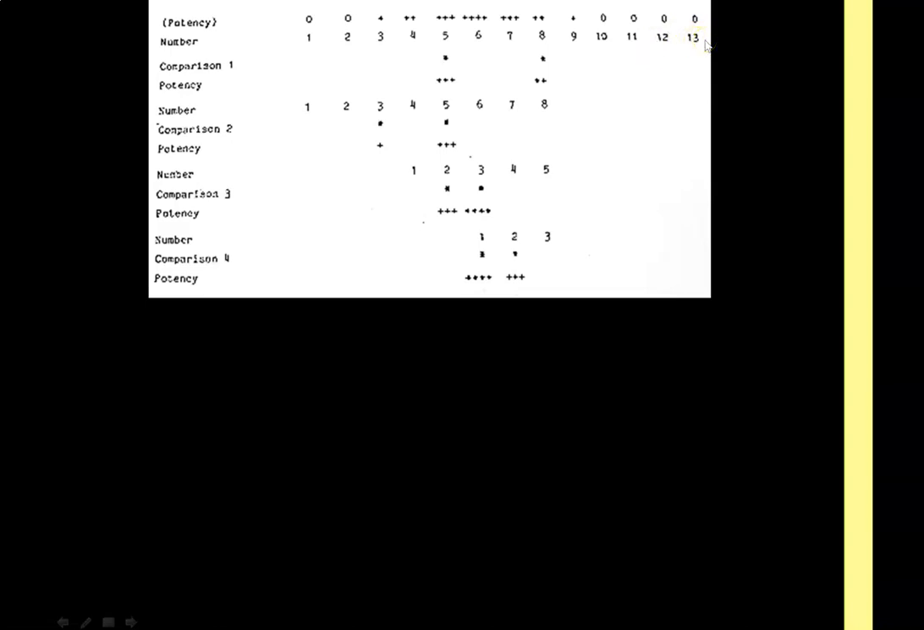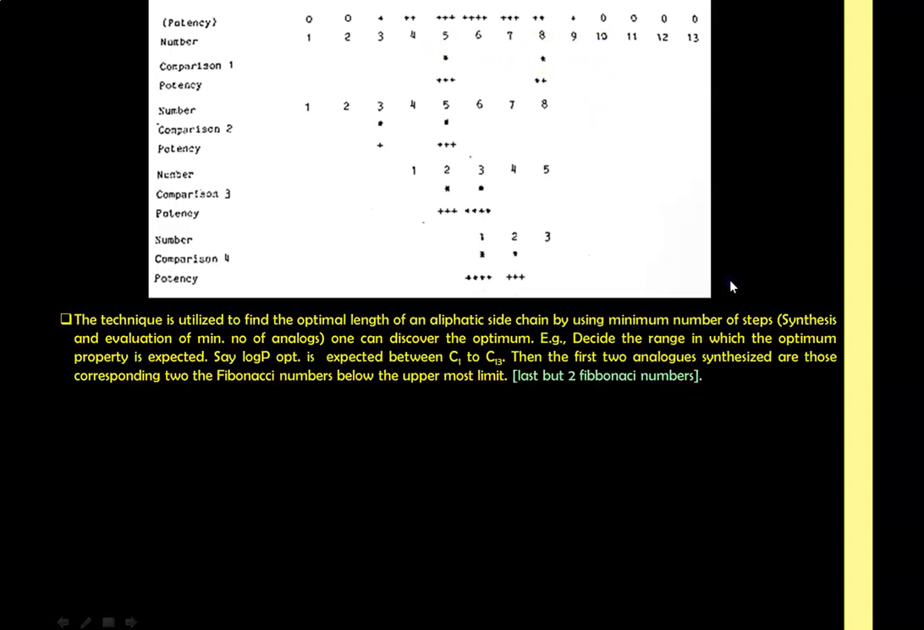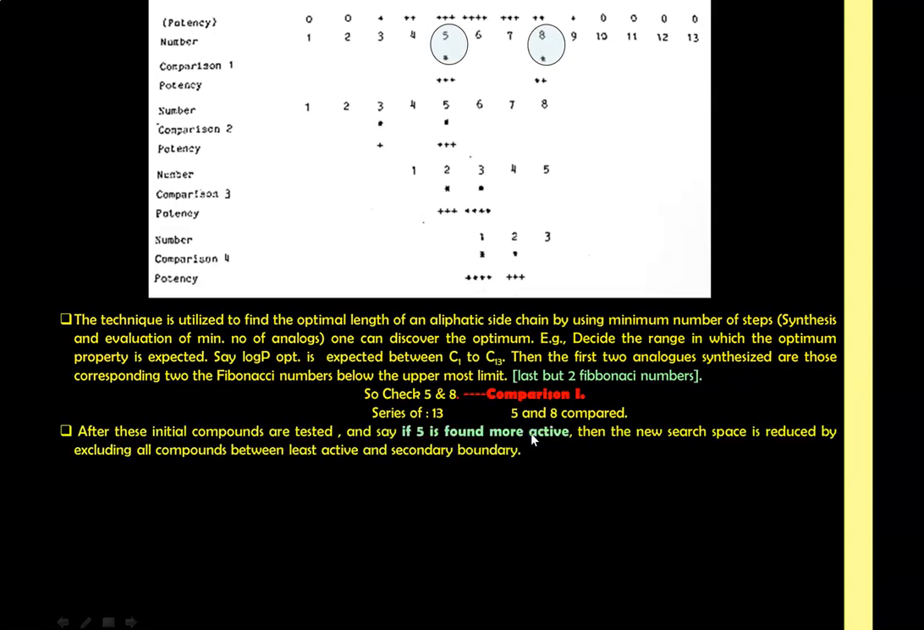So we identify the Fibonacci numbers in 1 to 13: we have 13, 8, 5, 3, 2 and 1. The last but 2, 8 and 5, are selected, synthesized and evaluated. That is our first comparison, between 5 and 8. We synthesize and evaluate them, and we find that 5 is more active. That means the activity lies here.